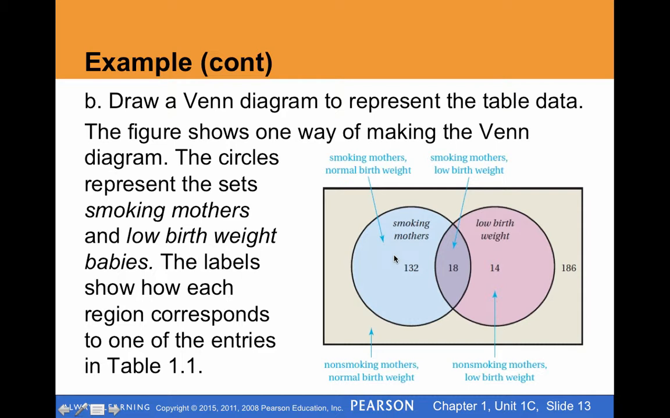If we were to ask the number of mothers that had a baby with low birth weight, it would be the 14 plus the 18, considering whether they smoked or did not smoke. There's one last question we can say: what's the number of smoking mothers or mothers that had a low birth rate? When we say or, we include either circle plus the people that had both. So when it asks for or, you add the three categories up.